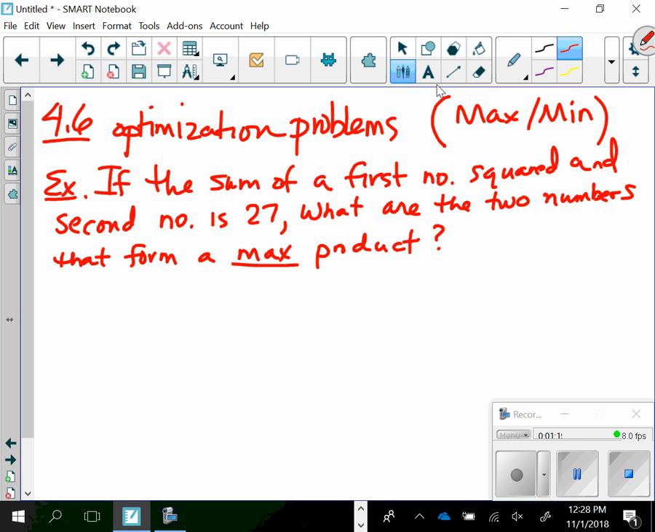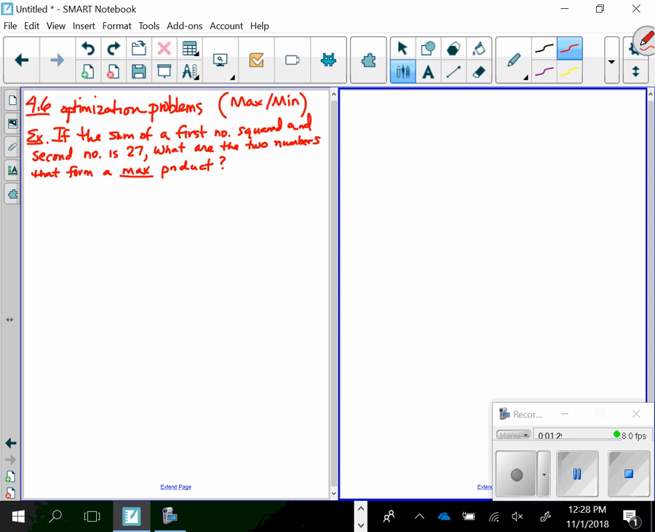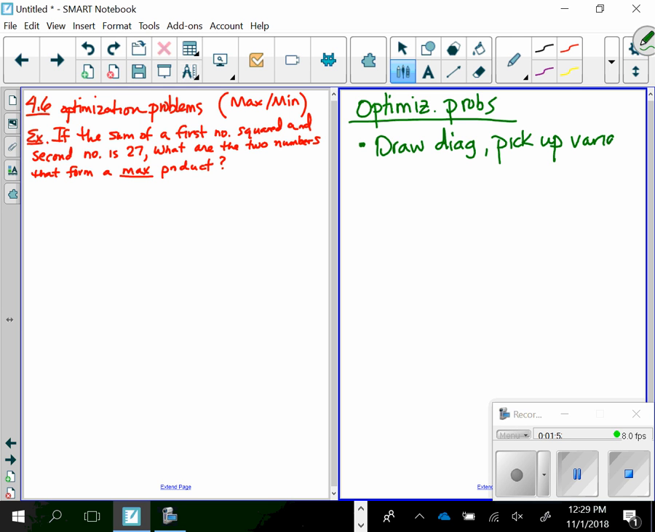There are a couple of different things going on here, and we have to merge them. Let me start with some loose directions on how to do that. The first step for an optimization problem is, if possible, to draw a diagram and pick variables: what do I have, what am I looking for, just like you always do when doing a word problem.